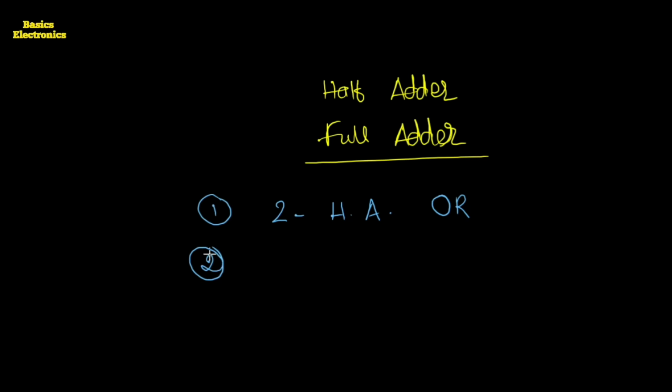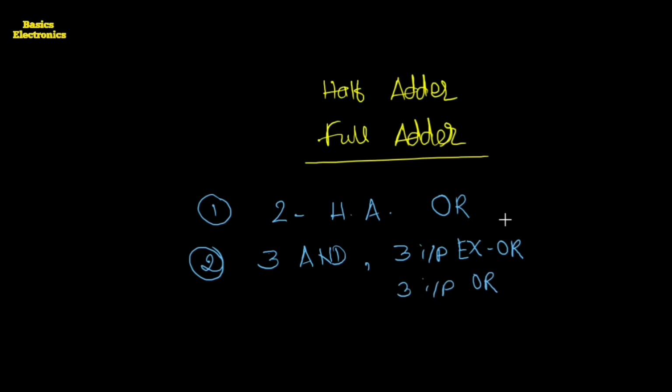In that second type, we use three two-input AND gates. Then we use one 3-input XOR gate, and we require one 3-input OR gate.